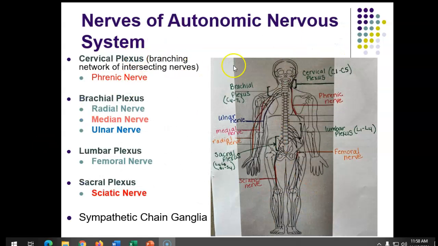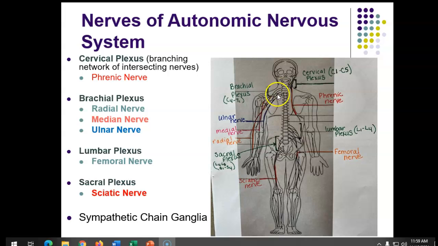So starting with the cervical plexus, which would be located up in here, this is going to be a network of intersecting nerves. One of the nerves that is a part of this plexus is the phrenic nerve, which stimulates your diaphragm.